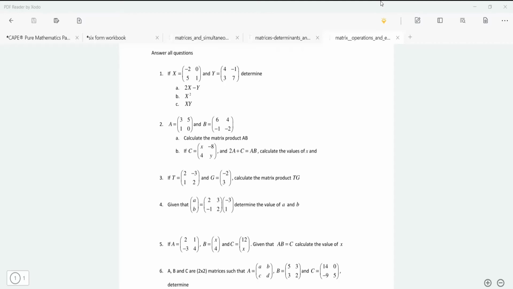Show a full worksheet of Matrices exam style papers. Very, very easy.